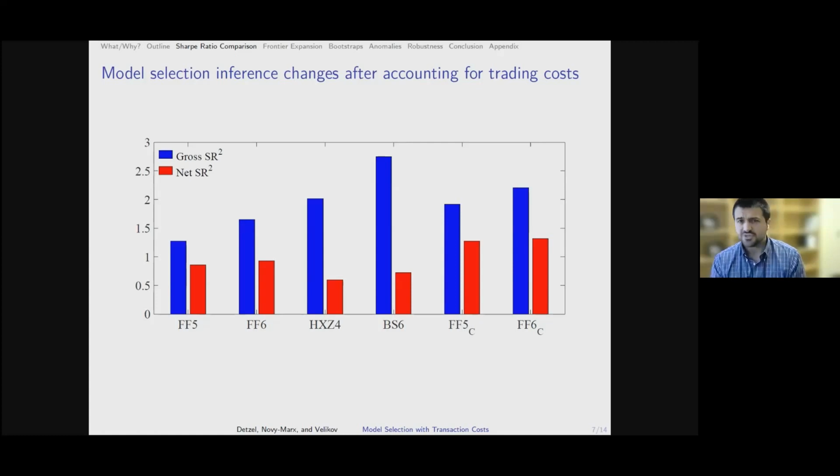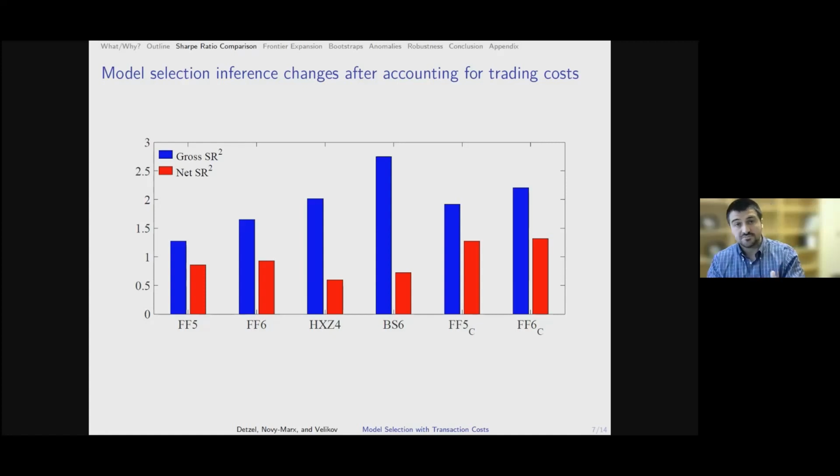The last point I want to make here is that post-cost, momentum, and we'll see that again and again in the rest of our results, doesn't really add a whole lot. If you compare the red bars between the FF5 and FF6, or the FF5C and FF6C, it barely moves. That's because momentum is nowhere near as significant and doesn't have good returns after accounting for transaction costs.